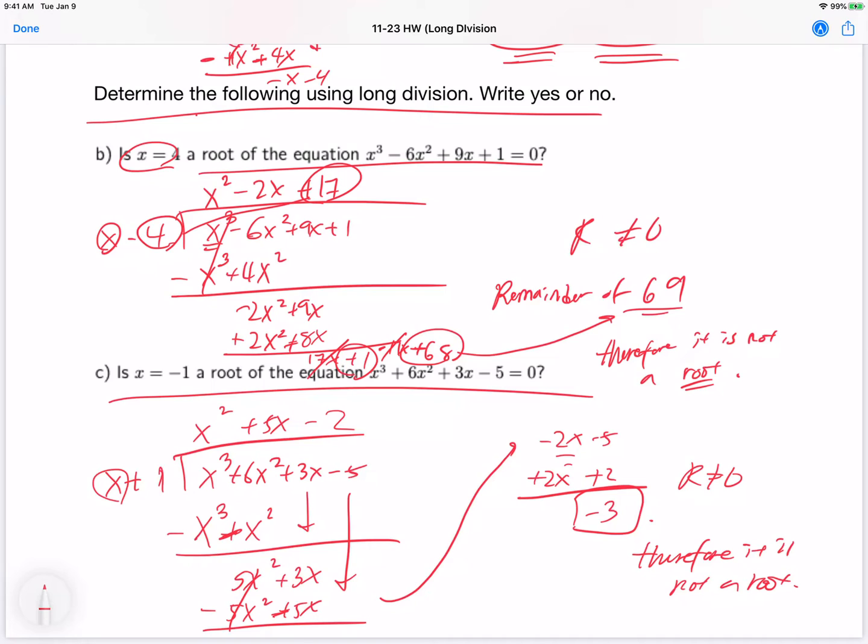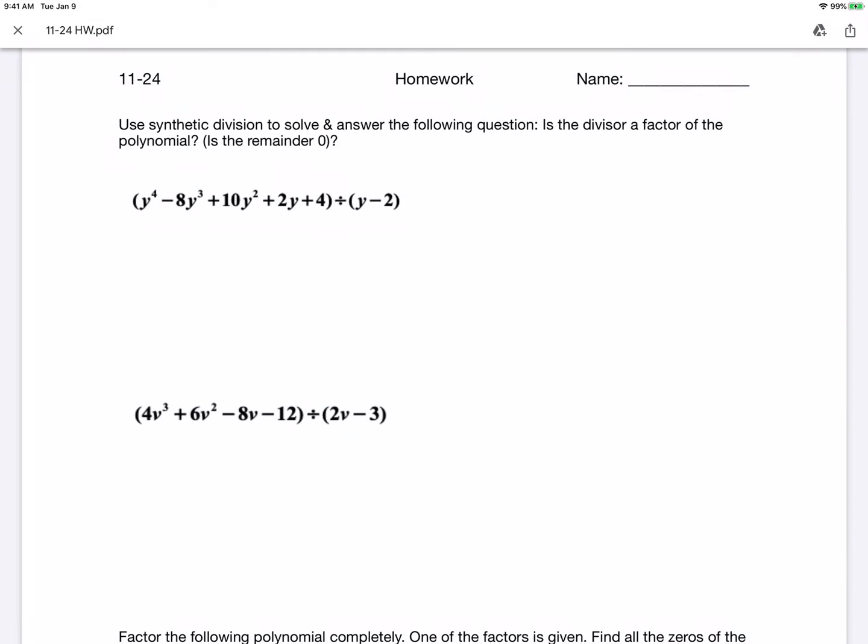All right, so here, what we're going to do is now we're going to take a look at the homework questions from yesterday. All right, and so what you're going to do here is you're going to do synthetic division to solve and answer the following question. Is the divisor a factor of a polynomial?